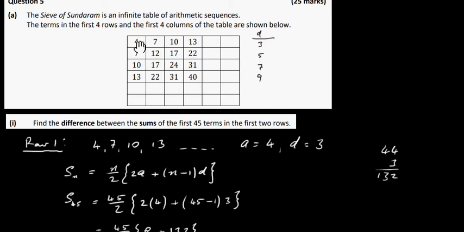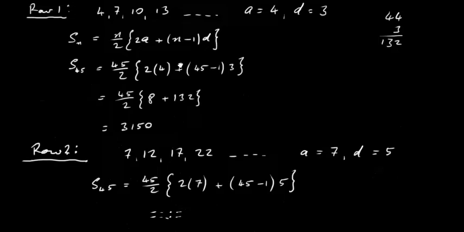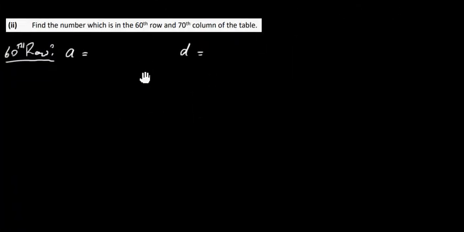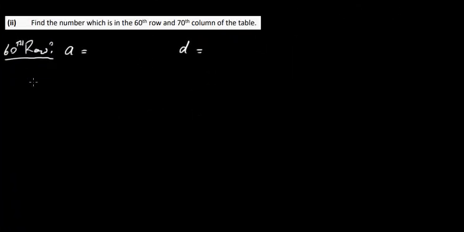So I know that A is 4 and D is 3. So really I'm looking for T60. I'm looking for T60 in this particular column here. So let's look for that first of all. I'm looking for Tn first of all, which is A plus n minus 1 times D. I'm looking for T60. Term number 60 in that column will give me the first term in the 60th row, if you can follow that.